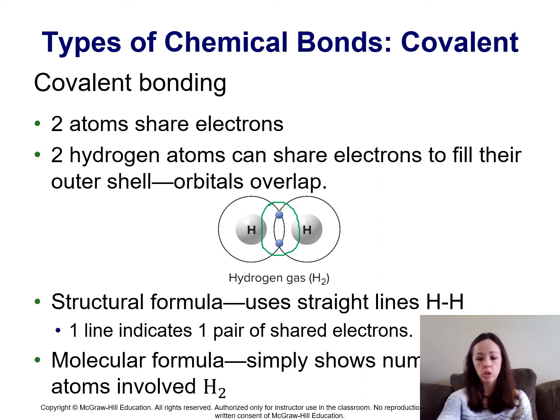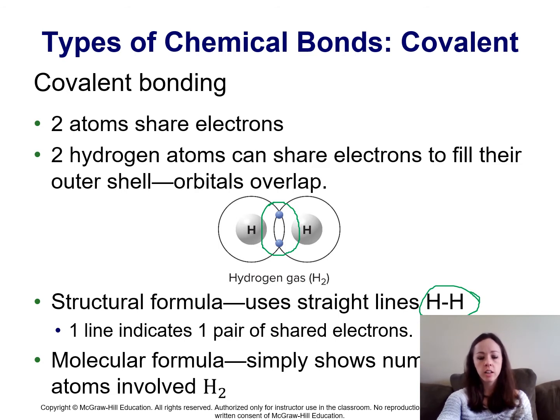When writing the structural formula, as shown here, one line between the 2 atoms indicates that 1 pair of electrons is being shared between those 2 atoms. If there are going to be 2 lines between the atoms, this indicates that there are 2 pairs, or 4 electrons, that are shared between those 2 atoms.